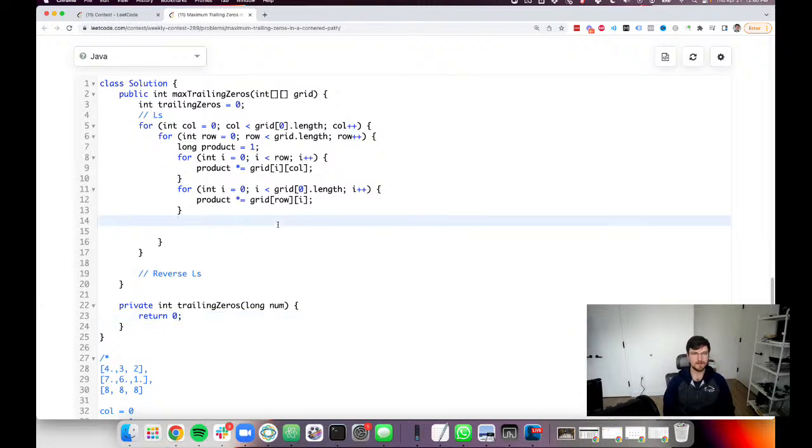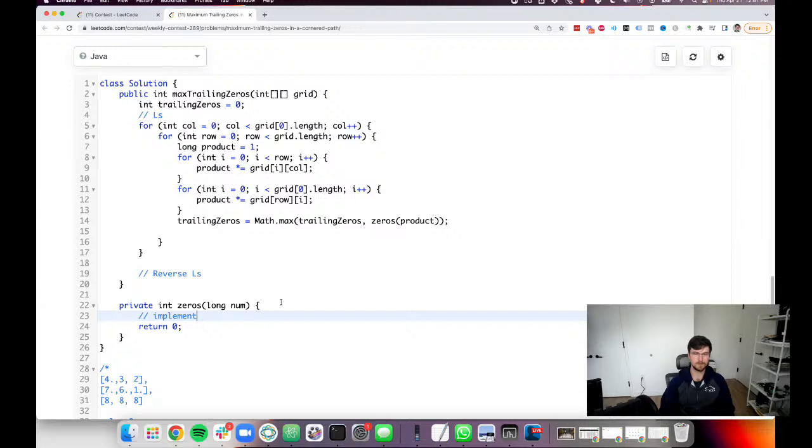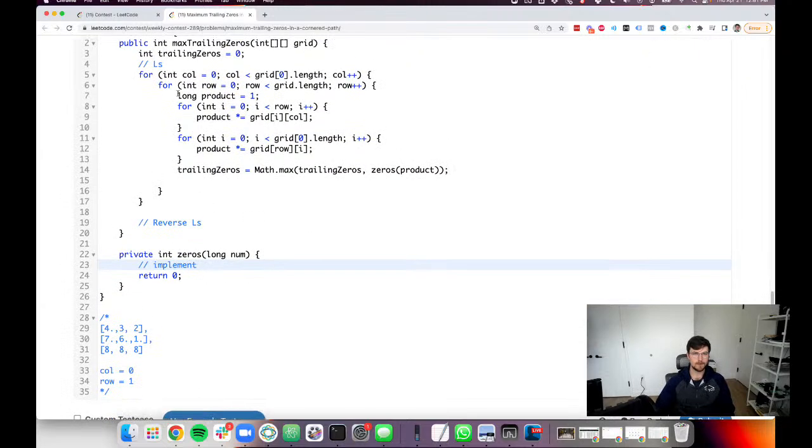So this would be trailing zeros equals math.max of trailing zeros and product. No, wait, trailing. I'm going to not reuse this variable name. So it's going to be this, and then, you know. Now, you know, this, so that's the one direction.